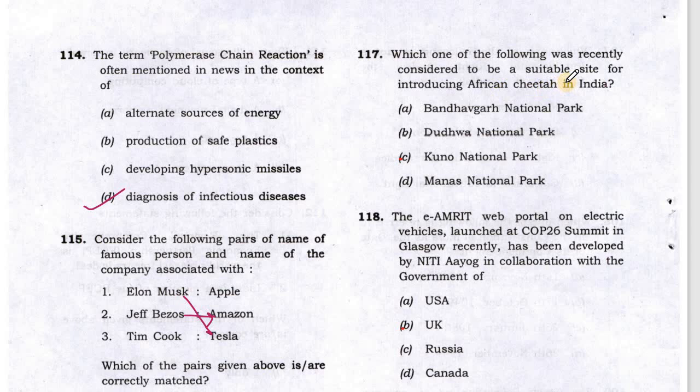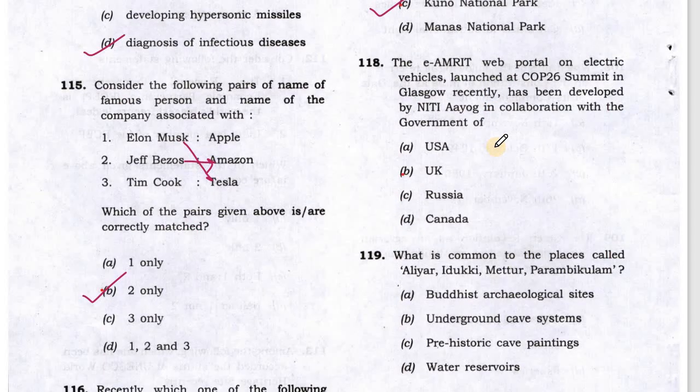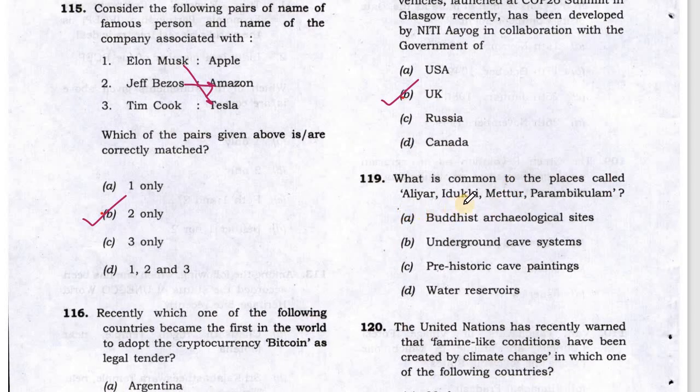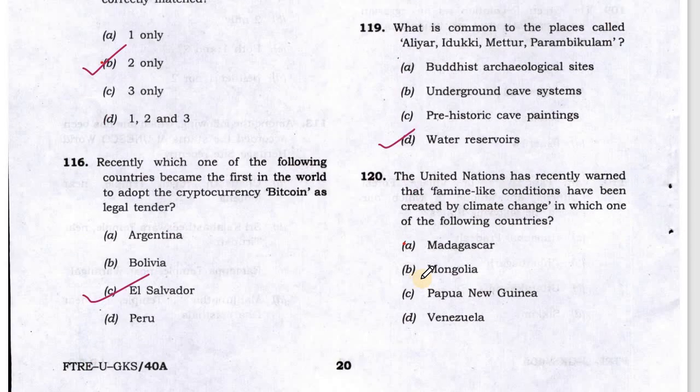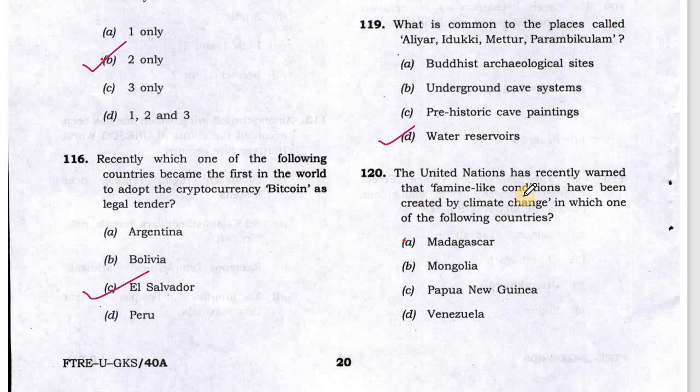And next, recently considered site for the introduction of the African cheetah. So this is Kuno National Park. And the COP26. This summit was held in Glasgow, United Kingdom. And Aliyar, Idukki. These are water reservoirs. And the next, the last question, is 120. The United Nations has recently warned that famine-like conditions have been created due to climate change. Which one? So this is Madagascar.